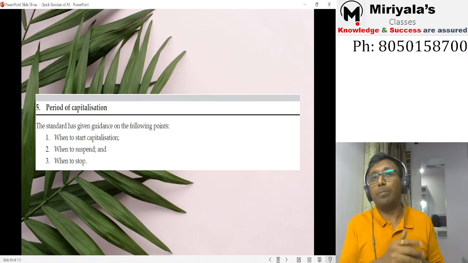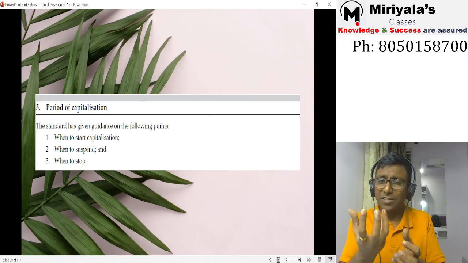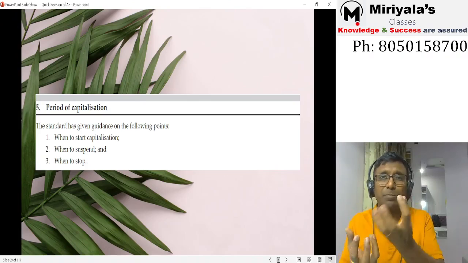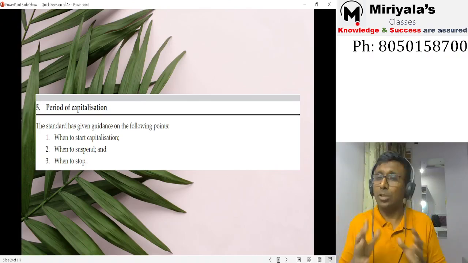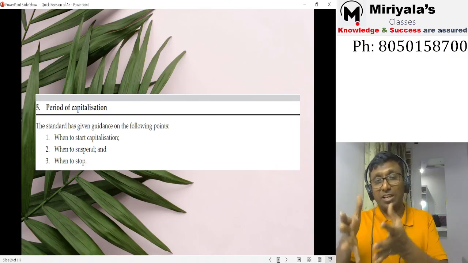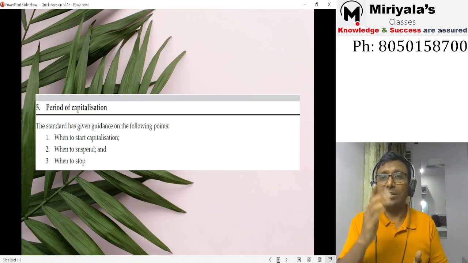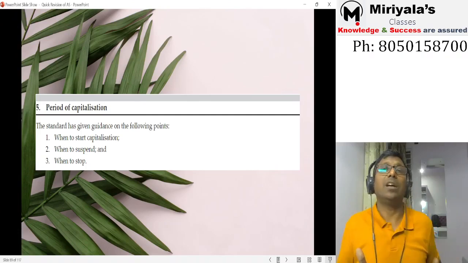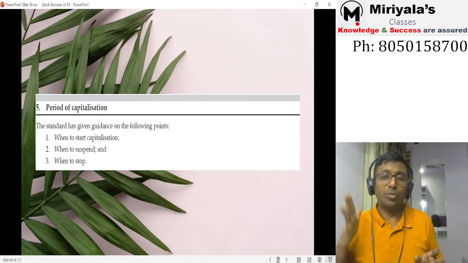Sir, when should I stop? Cessation. When the qualifying asset is intended for sale or intended for usage. Is it ready for its intended use? Yes, sir. Yes, it is substantially ready for its intended use. Yes, you can start using it from today onwards. Then till that time, you should capitalize the borrowing cost. If it is still not ready for usage, then you should continue the capitalization.